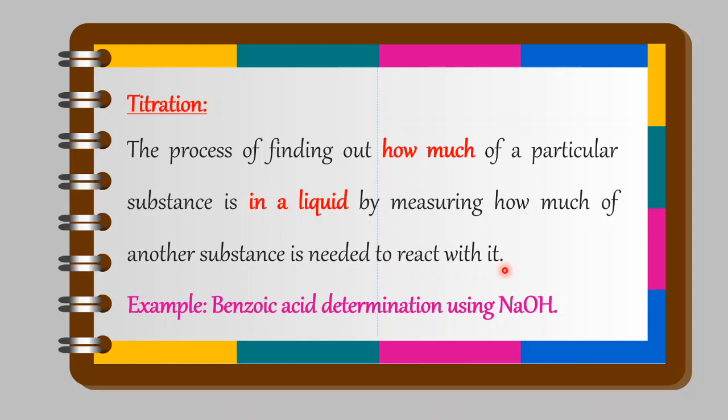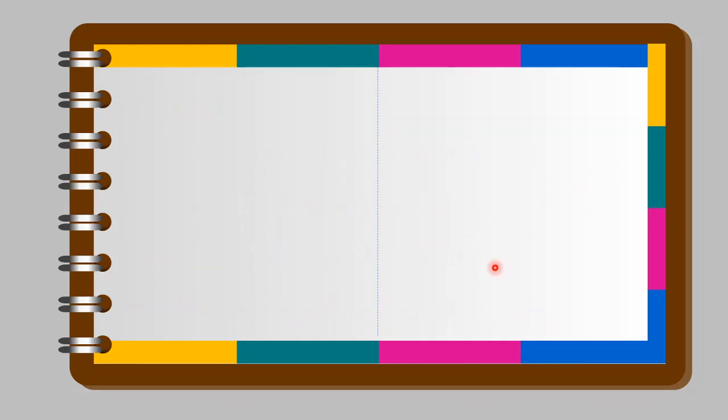So we know the structure of benzoic acid. We can draw benzoic acid as a benzene ring with a COOH group over it. Just a second, let me correct it. So it's a benzene ring.